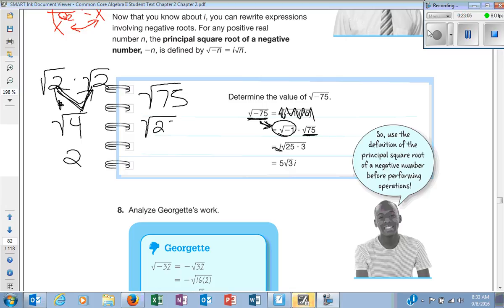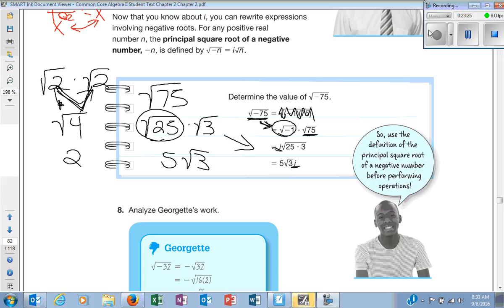And they said, well, 25 has a square root, and I can times it by 3. 25 times 3 is 75. Yeah, that's what I was talking about. And then the square root of that is 5 square roots of 3. Now, why is this different over here? Because we have 5 square roots of 3, and then there's that i.